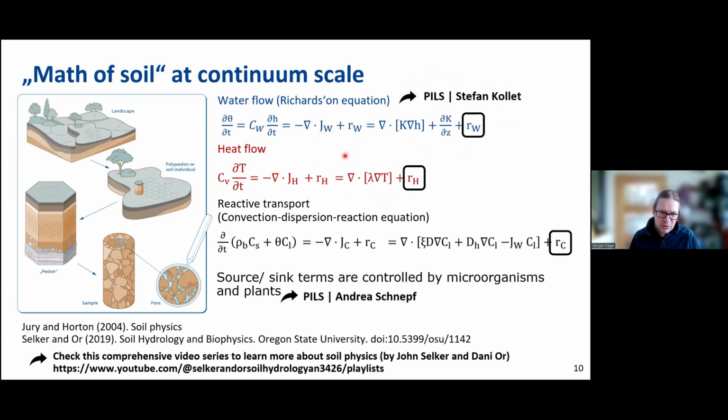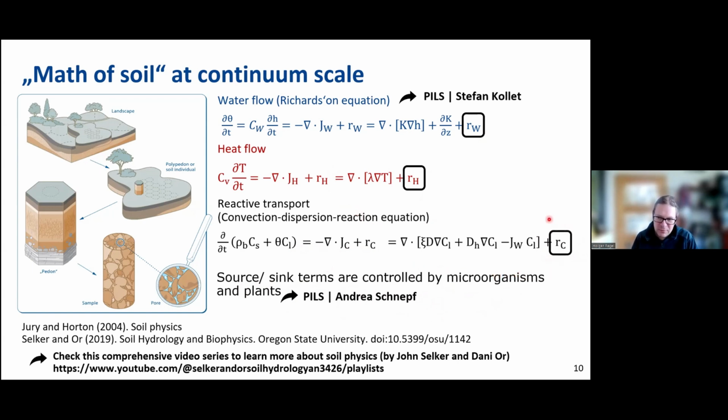Then we have a second master equation that describes heat flow in soil. And a third one that describes the reactive transport of chemicals. That's the convection dispersion reaction equation. And the basic structure in all these equations is that you have a transport term, which is this one here, plus a reaction term, which is a source sink term, here either for water, for heat, or for chemicals. And these source sink terms are controlled by microorganisms and plants. And for the plant control, I can recommend the PILS lecture on functional structural modeling of plants by Andreas Schnepf. So although these equations look quite easy, there's a lot of complexity hidden behind the terms of these equations.